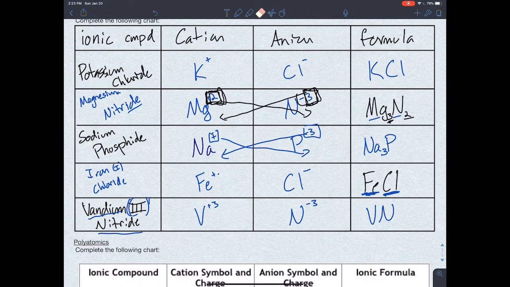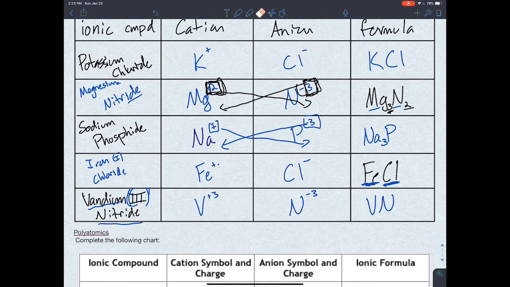Some of these were pretty simple. If this was vanadium(II), if it was just a 2, oh, I guess that works. If it was just a 2 here and you had a 3 here, then you'd have to crisscross them and we'd have V3 and N2, stuff like that. I kind of wish I had given you one that was a little trickier for the ratio, but hopefully that makes sense to you guys. You have some more examples in your notebook of different ones.